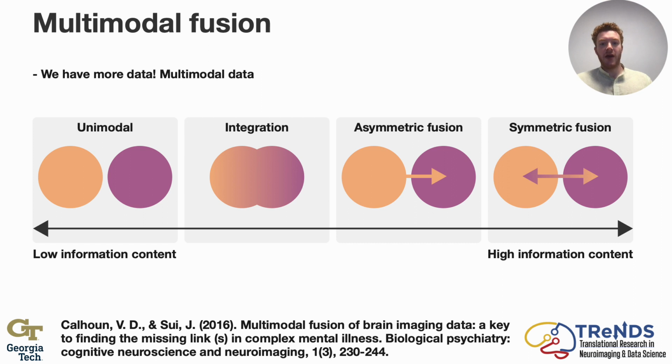The least informative way of using multimodal data is to look at each modality separately. Then second from the left, we can also integrate information from the 2 modalities that is shared between them. The 2 approaches on the right use a lot of information encoded in the modalities, and asymmetric fusion uses one modality to constrain the other, whereas with symmetric fusion, both modalities are treated equally to find joint information in the modalities.